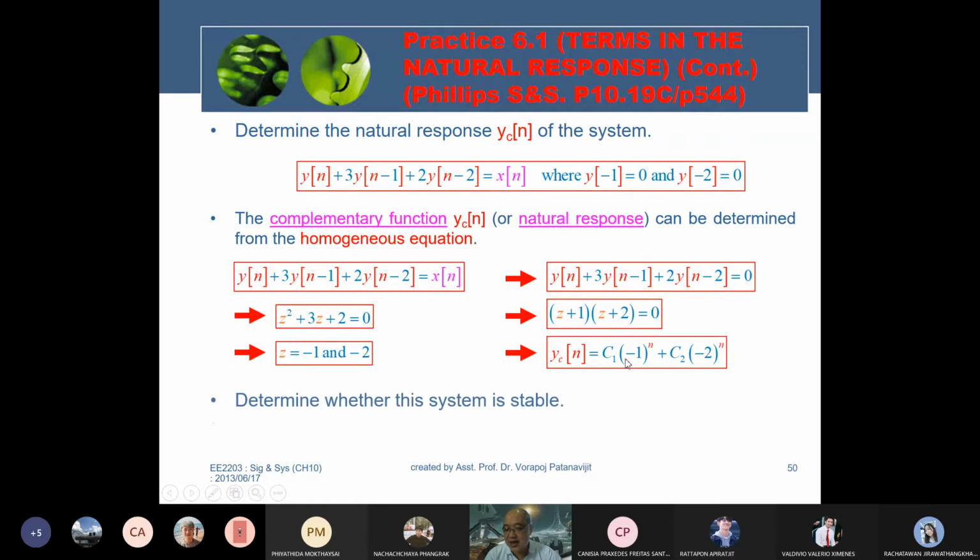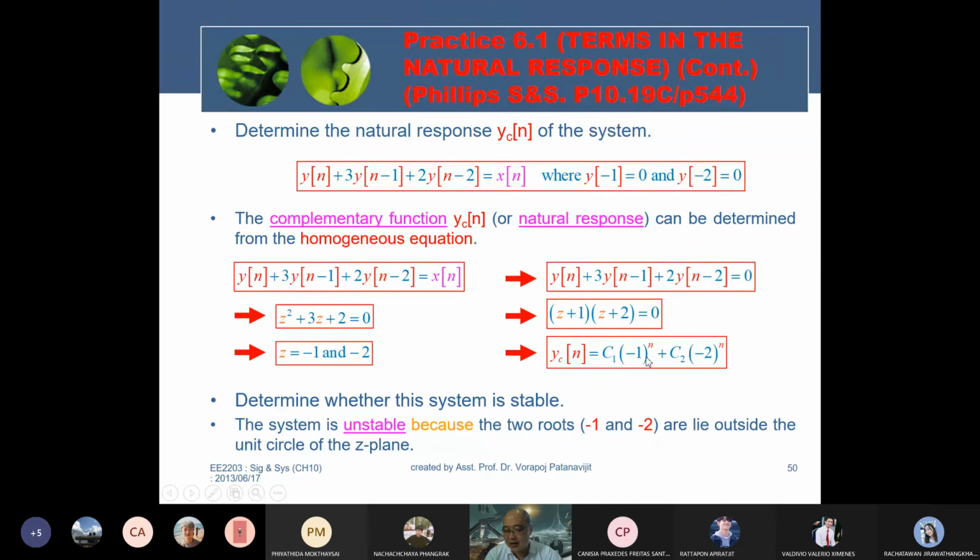In this case, you can see that the absolute values of both z1 and z2 are greater than or equal to 1. Therefore, the system is unstable. We can conclude that the system is unstable because the two roots, minus 1 and minus 2, lie outside the unit circle of the z-plane.